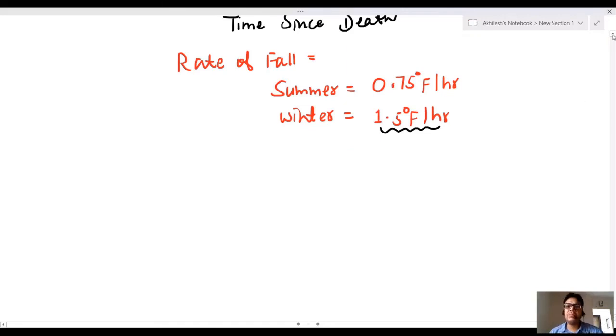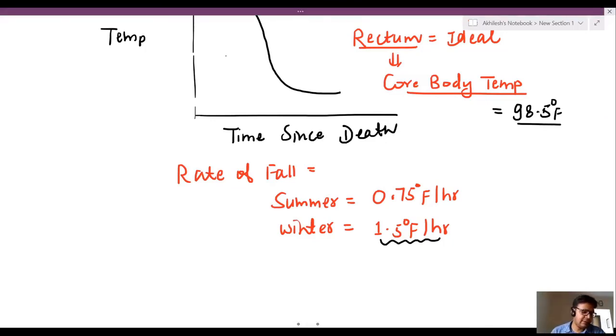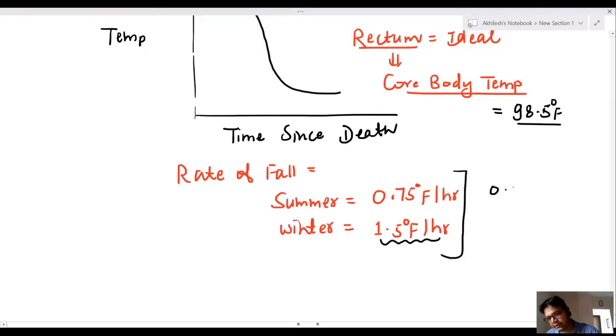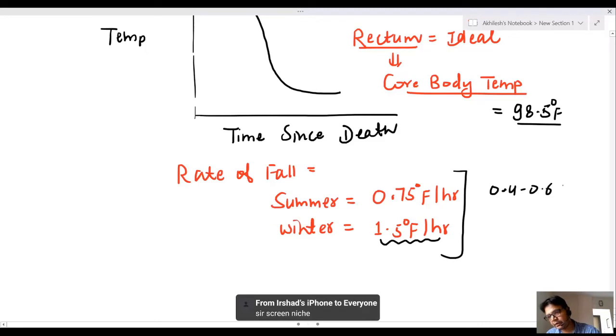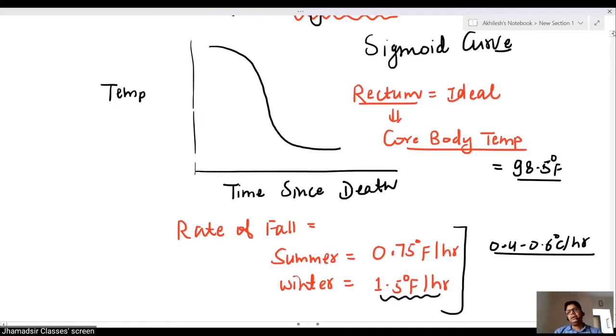Now, what is normal body temperature? Your core body temperature is almost 98.5 degree Fahrenheit. But what about centigrade? For centigrade, the rate of fall is 0.4 to 0.6 degree centigrade per hour. Rectum is the ideal site to record the temperature. Core body temperature is equal to the rectum. Core body temperature is 98.5.